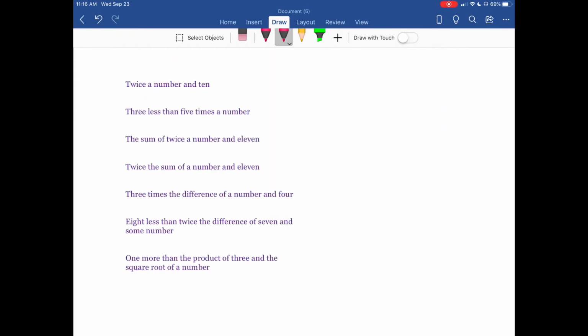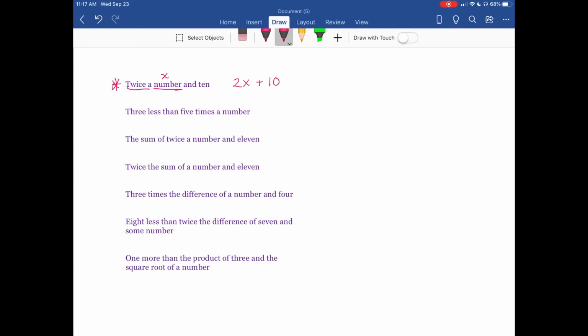So let's try doing a couple of these where we have combined operations. Looking at the first one, we're asked to find twice a number and 10. So I start with this. What is twice a number? Well, this is unknown, so I'm going to call it x, and I'm taking twice that number. So that's twice a number, and "and" means I'm adding 10. So that would translate into 2x plus 10.